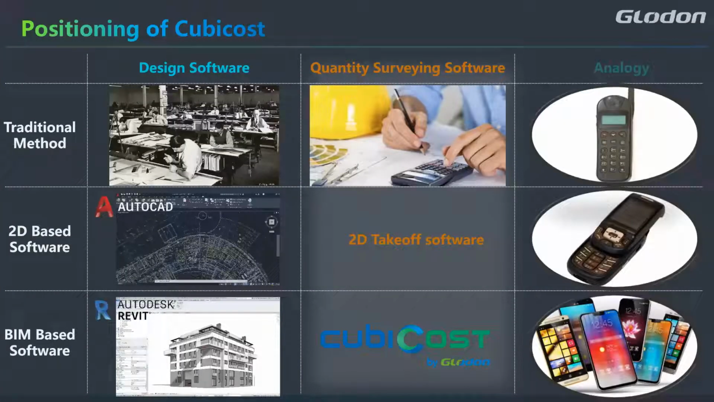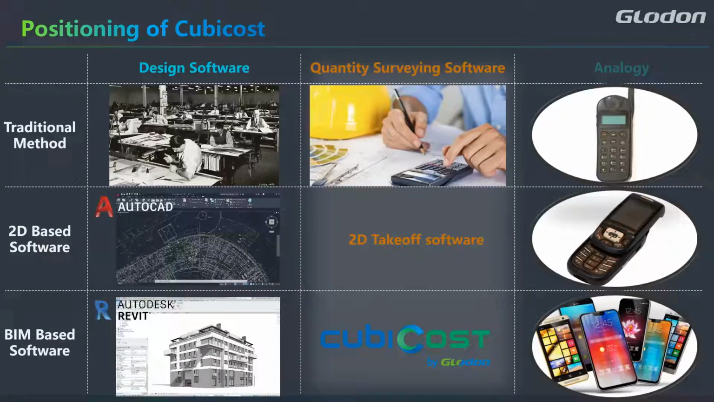And if you compare the traditional method with 2D-based software and BIM-based software, you will have a very good idea about the efficiency of BIM-based software. So the traditional method, 20-30 years back, we did all the quantifications and measurement by using physical drawings. So it is a very inefficient method. It's like an old cellular phone. We call those cellular phones Gadolbagger. So that is a very old method and very inefficient.